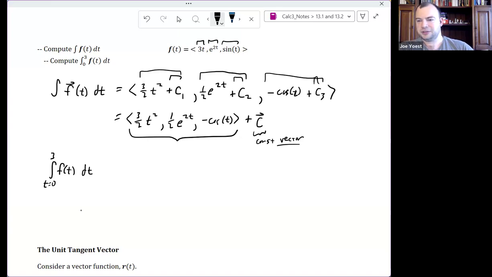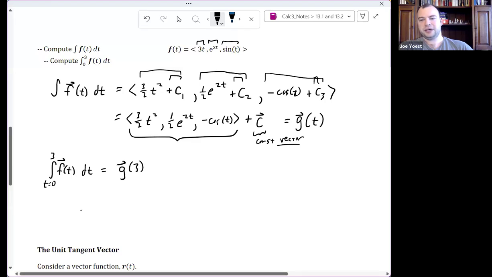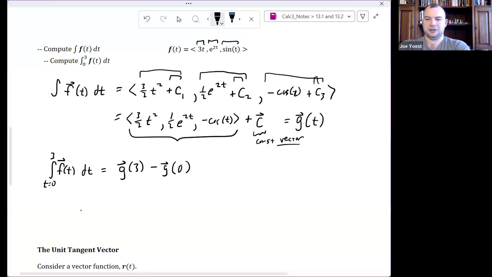Let me give this a name. Maybe I'll call this g of t. It needs a vector bar. I can find an antiderivative, evaluate it at 3 minus that antiderivative evaluated at 0. And for g, I'll just choose the antiderivative where the constant vector is 0. That's the easiest one to use.